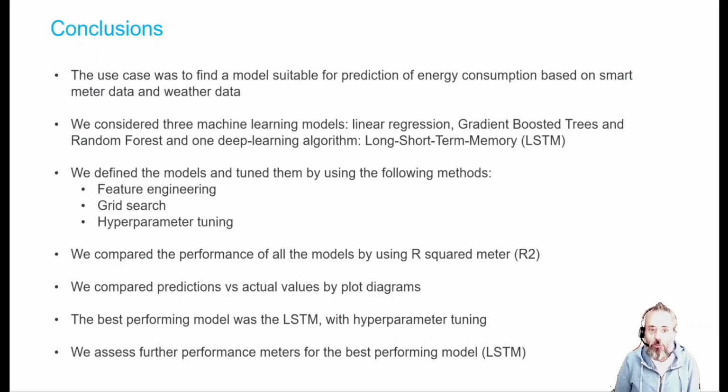Now we are at the conclusion. The use case was to find a model suitable for prediction of energy consumption based on smart meter data and weather data. We considered three machine learning models, linear regression, gradient boosted tree, and random forest, and one deep learning algorithm, which is long short-term memory. We defined the models and tuned them using feature engineering, grid search, and hyperparameter tuning. We compared the performance of all the models using R-squared, and we compared predicted versus actual values with plot diagrams. The best performing model was the LSTM with hyperparameter tuning. Finally, we assessed further performance metrics for the best performing model, the LSTM.